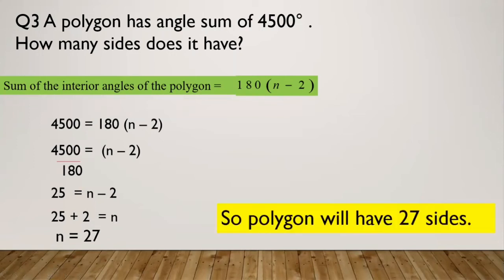So if we know the sum of all interior angles of a polygon, we can find out how many sides it has. So the polygon will have 27 sides. Got it, children? Same formula. What have we done here? The sum of interior angles of a polygon is 180 in bracket n minus 2. We were given the sum of interior angles. We substituted the value. On putting the value 4500, we got the value of n as 27.